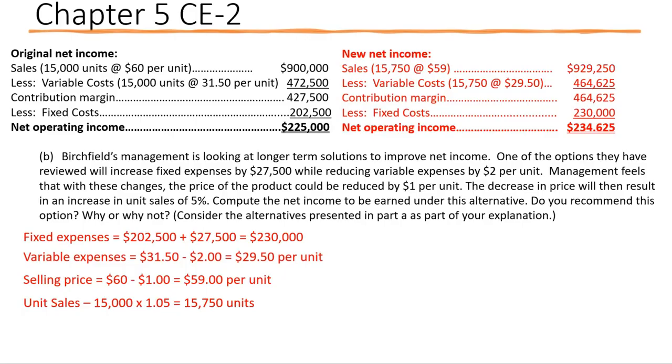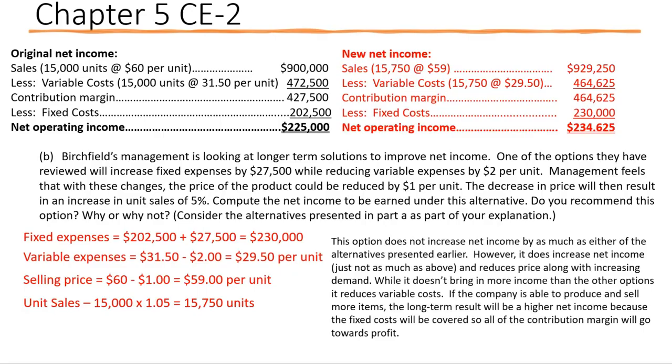So with these changes, we do increase our net operating income. It wasn't as much as we did with the alternative 2 earlier, but the question is, should we recommend this? Why or why not? So here's the verbiage that the authors of the book give us. It does increase net income, but just not as much as before. It reduces our variable costs. So reducing variable costs, and if that's a sustainable thing to do, it's a better kind of option by having a plan to do that.